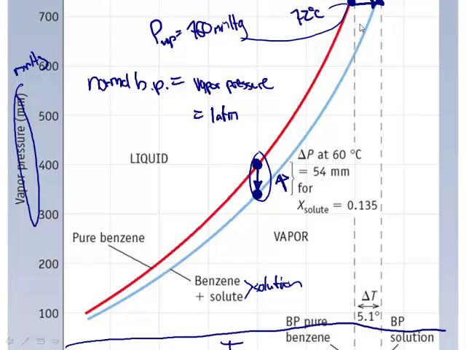And this is going to be true of any solution. The boiling point of a solution will always be higher than that of a pure solvent. And that effect is called boiling point elevation.